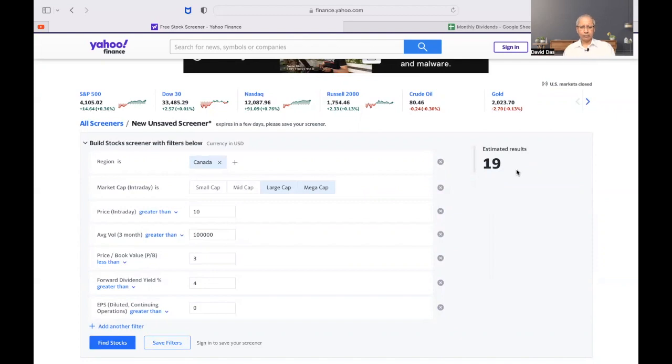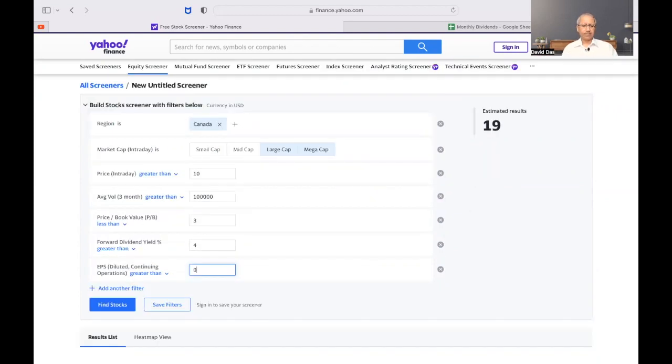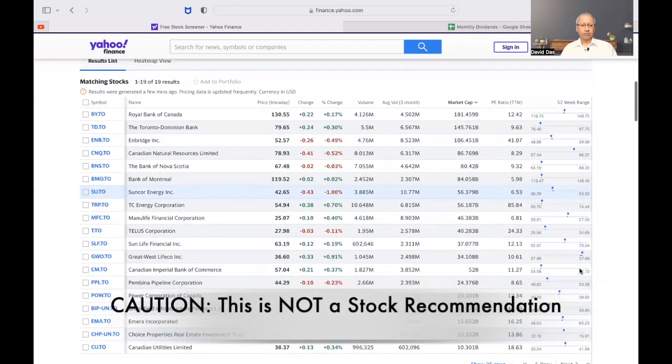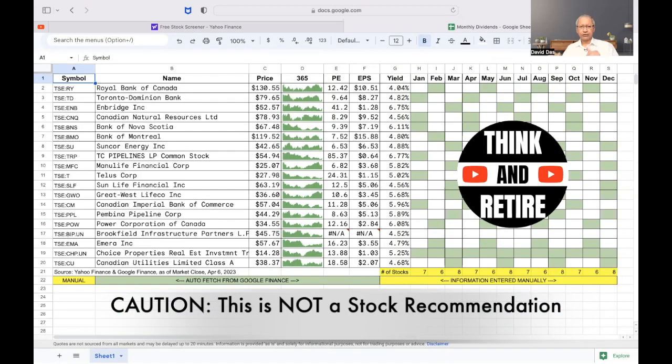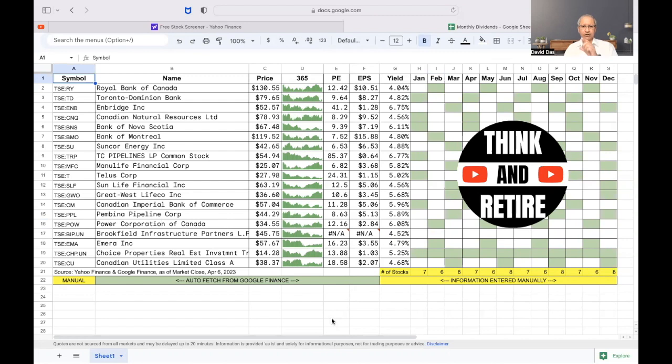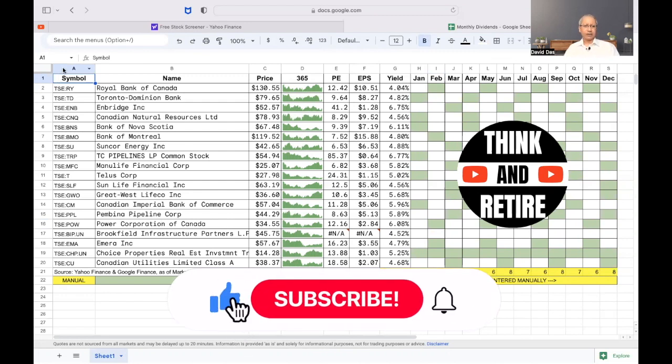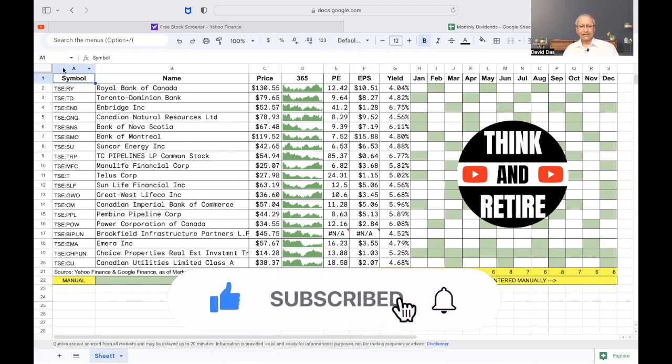So now we are moving to section number 2, which is finding these stocks. I'm going to do Find Stocks. If you scroll down, we have a list of these 19 stocks. This is section 3 of my video. I have entered those 19 stock symbols in column A of this Google Sheet spreadsheet.